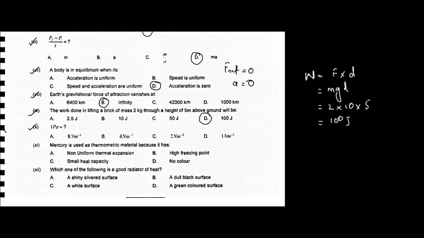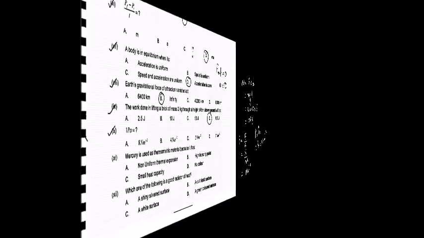Question number 10. 1 Pa is equal to, that is the question. Pa is the short form of Pascal, and you need to select: 1 Pascal is equal to 8 Newton per meter square, 4 Newton per meter square, 2 Newton per meter square or 1 Newton per meter square. First we will write the equation of pressure. Pressure is equal to force per unit area. You know well the force is measured in Newton and area in square meter. So the pressure becomes Newton per meter square, and pressure is also measured in Pascal. When you write 1 Pascal, it means 1 Newton per meter square. Check the options again, and option D is the correct answer.